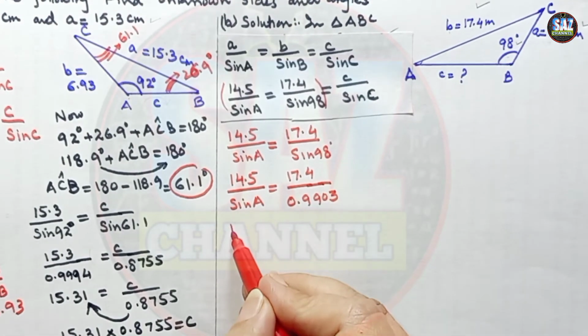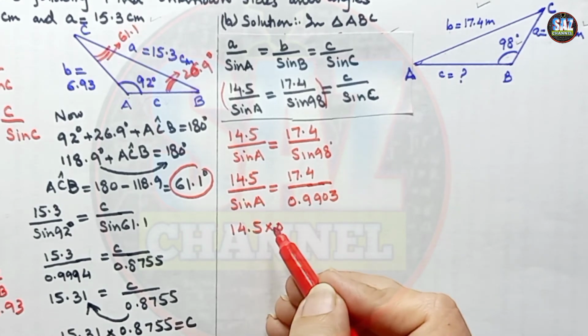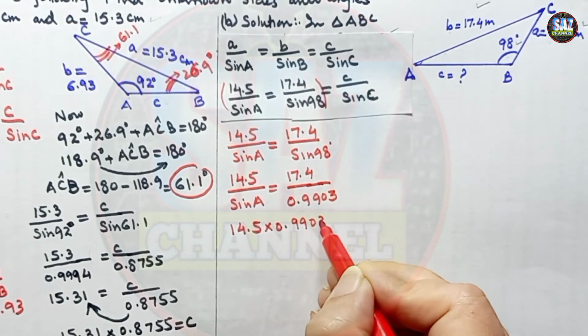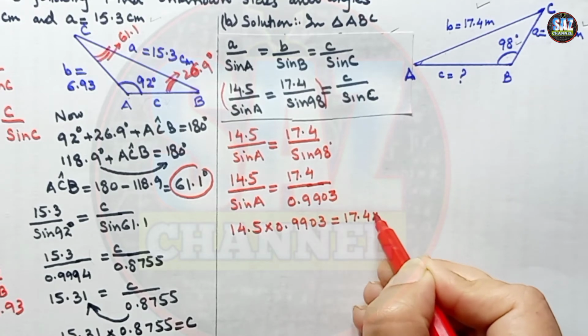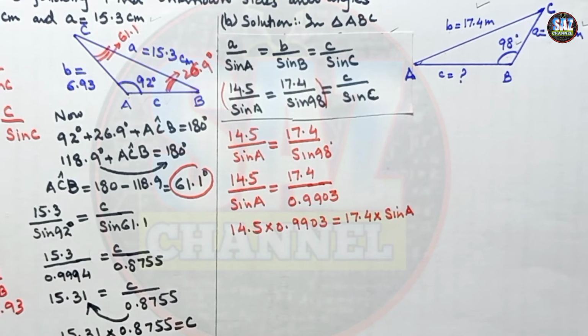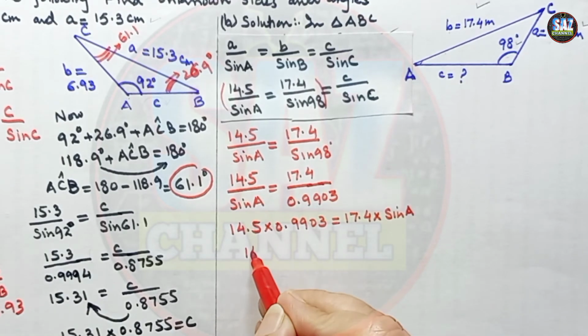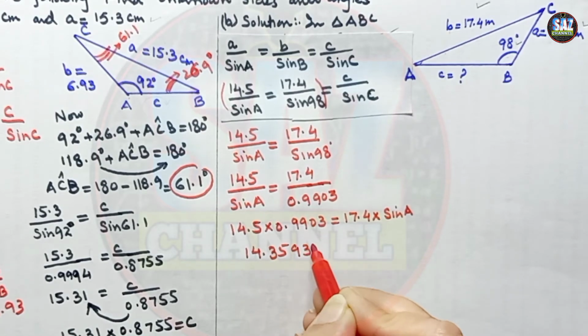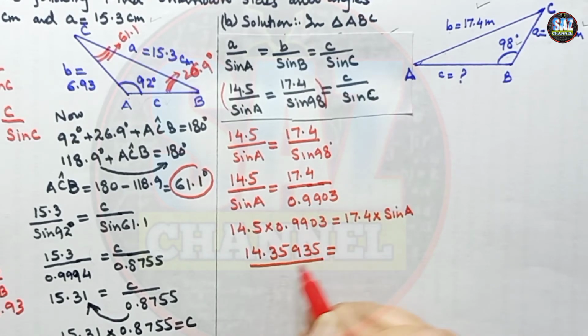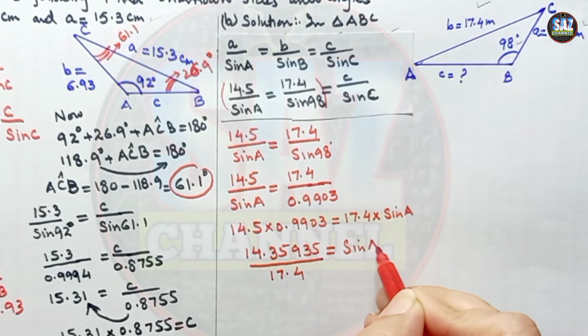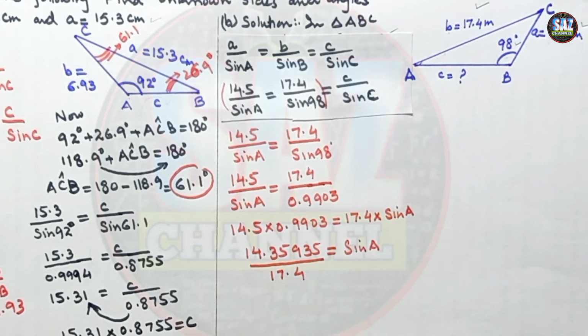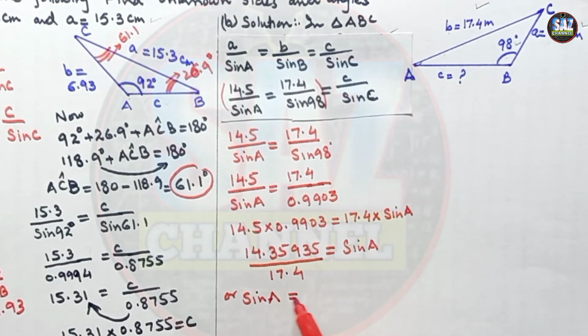And now we have to go for cross multiplication. 14.5 multiplied by 0.9903 equals 17.4 multiplied by sine A. 14.5 multiplied by 0.9903 is 14.35935 upon 17.4 equals sine A. Now divide 14.35935 by 17.4, and this gives me sine A equals 0.82525.